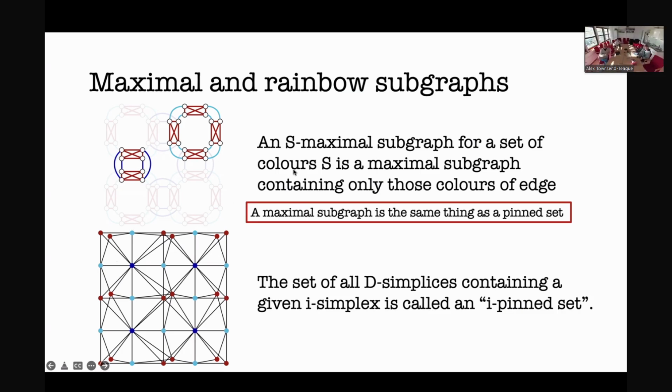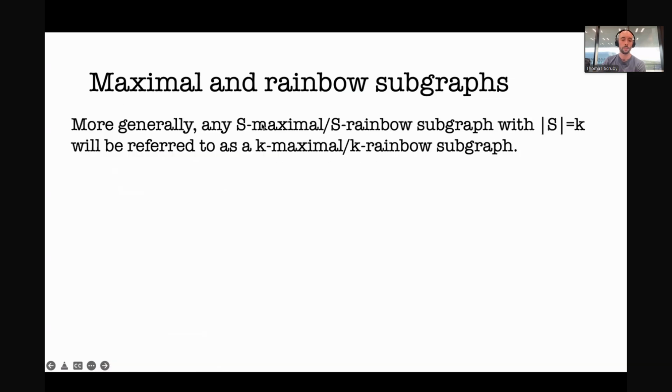So if you're going to define a pin code on a graph like this, you can just take all the maximal subgraphs of whatever size subset of colors you like, and you associate stabilizers to those maximal subgraphs. So here's a more general statement. Sorry, was there a question?